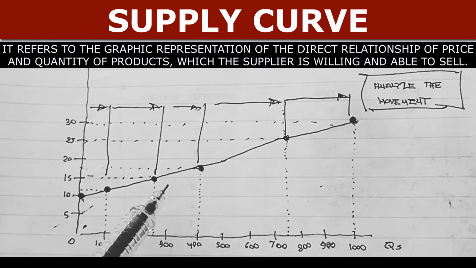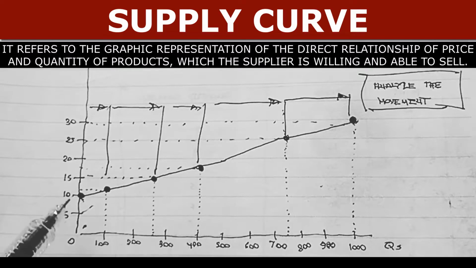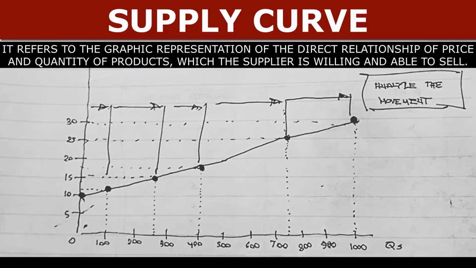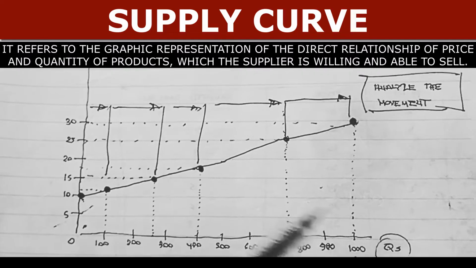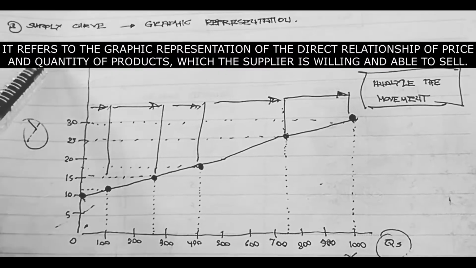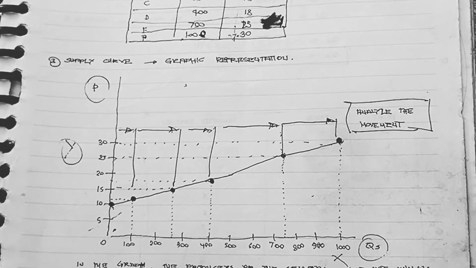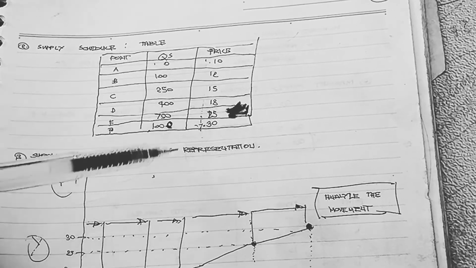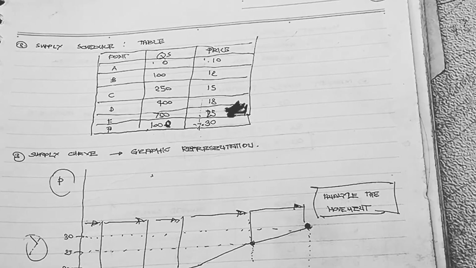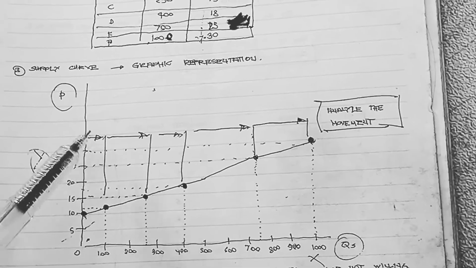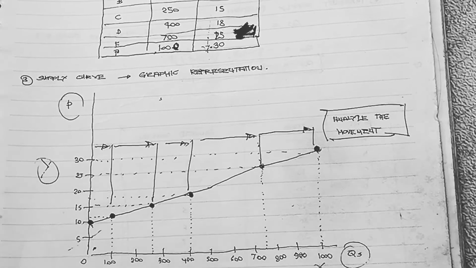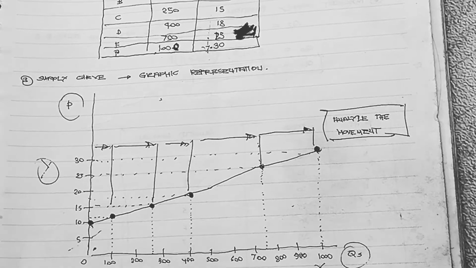There are two axes in the graph, the vertical and the horizontal axis. Again, we have here the x-axis, which is our QS, and the y-axis, which is our price. For that, we plot the data which is found above. We use this data from QS, and then we plot it here in our supply curve.